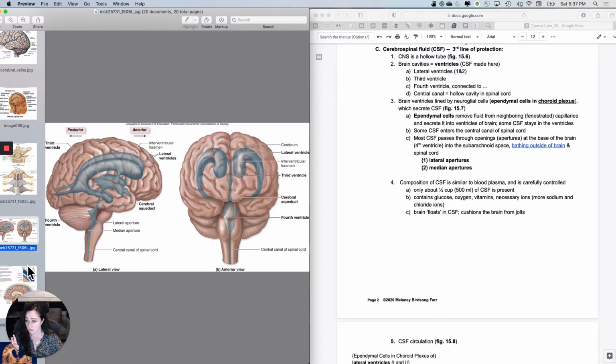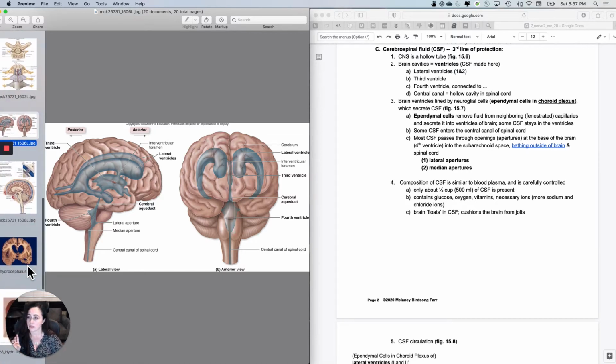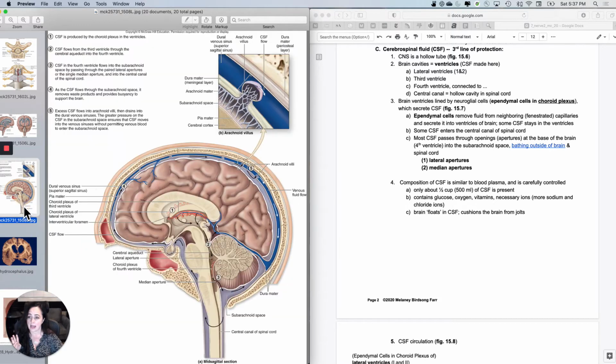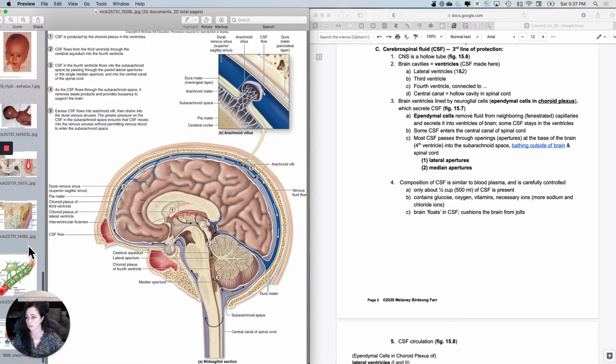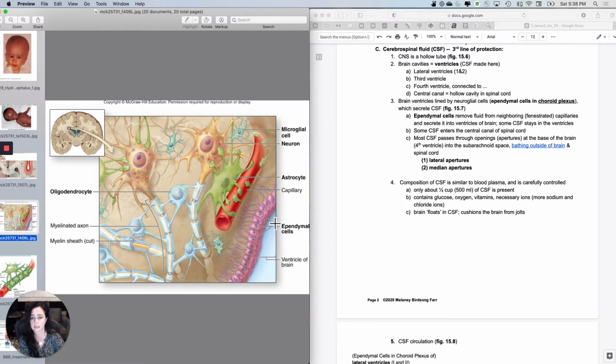Each of the ventricles is lined with glial cells, neuroglial cells, that are called ependymal cells, and we talked about them in the last set of notes. Do you remember seeing these in the last set of notes and me trying to explain that the brain was hollow and there were ventricles in the brain? So these ependymal cells are going to be responsible for making cerebrospinal fluid.